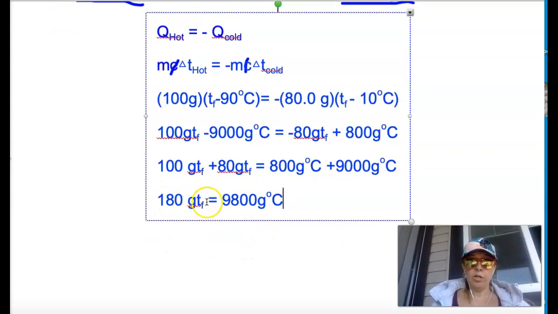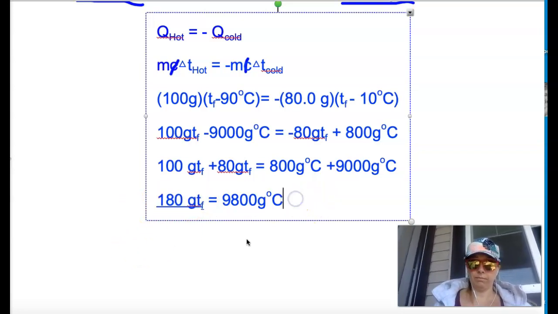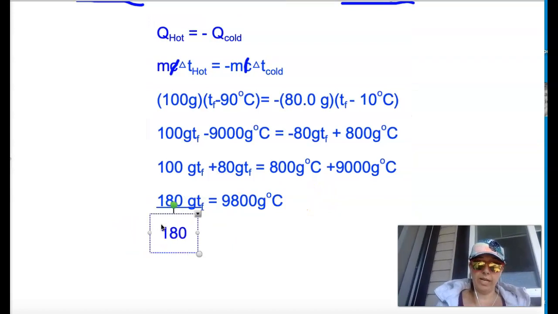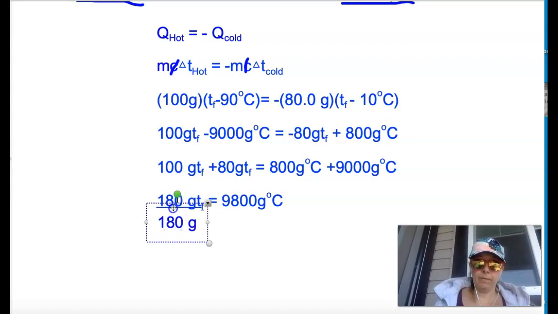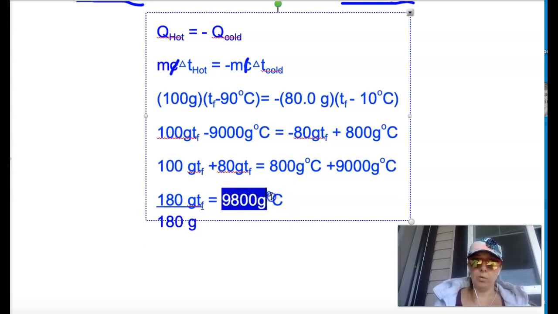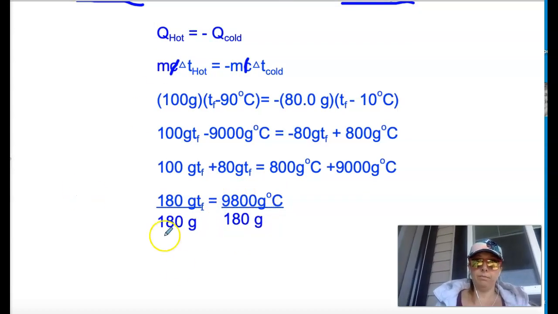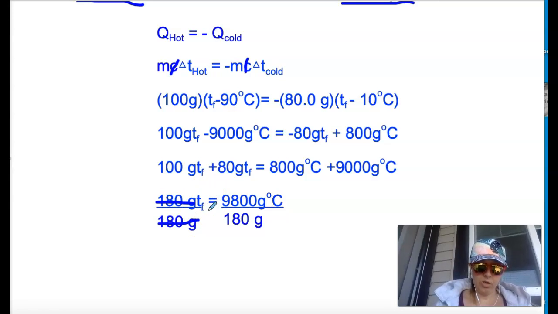Then what we need to do is to get just TF, we have to divide both sides by that 180 grams. So we can divide this by the 180 grams. And then obviously whatever we do on that side, we also have to do on the other side. So we're going to take this and we're also going to divide it by that 180 grams. Right now when we look at it, this is gone and we're left with just TF, okay? So we're going to do 9,800 divided by 180.